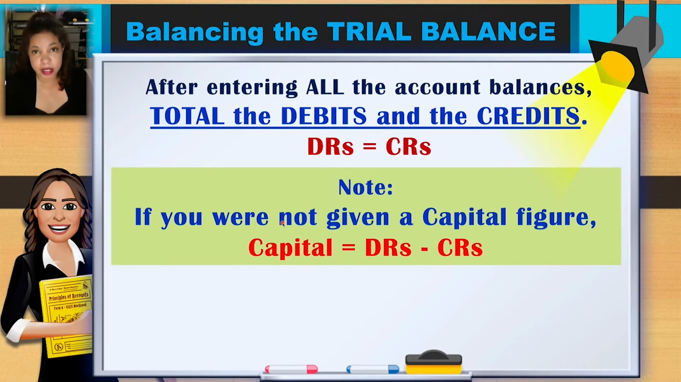And how are you going to find your capital? Simply add up your debits, add up your credits, and minus your total credits from your total debits. Why? Because capital is a credit figure. So the missing amount is going to be a credit amount, one that goes under your credit column. So this is just something that you have to note.